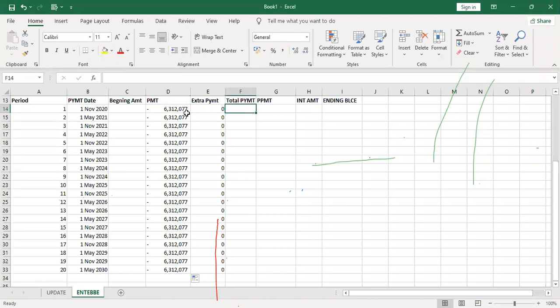So now, extra payment, we said we don't have an extra payment. So type a zero, press enter. Click on that zero, and then you autofill. So how do I get the total payment? Total payment equal to PMT plus extra payment.